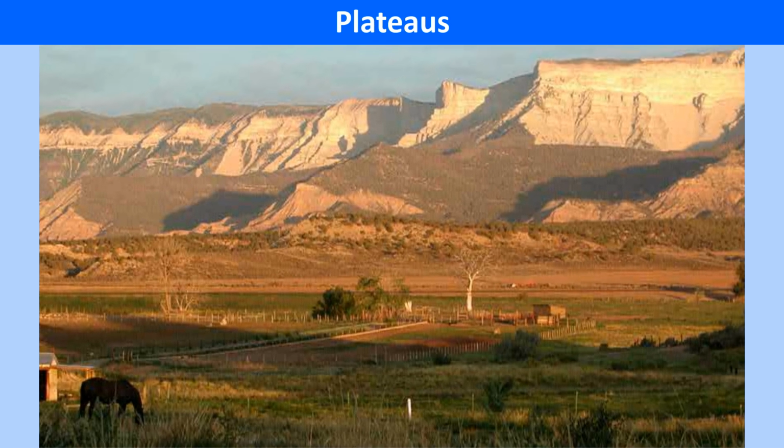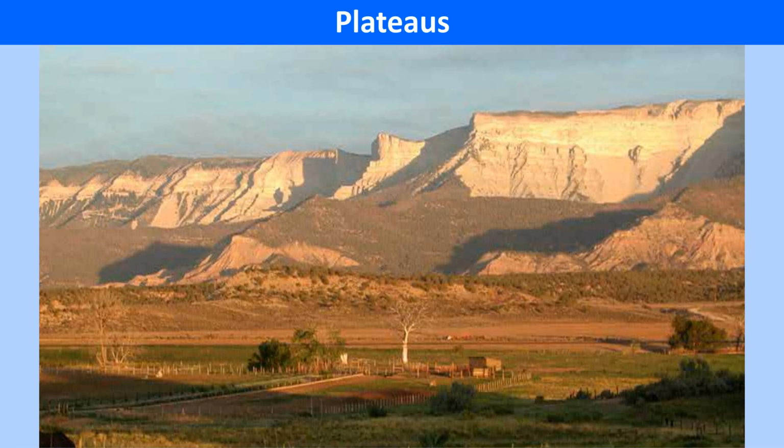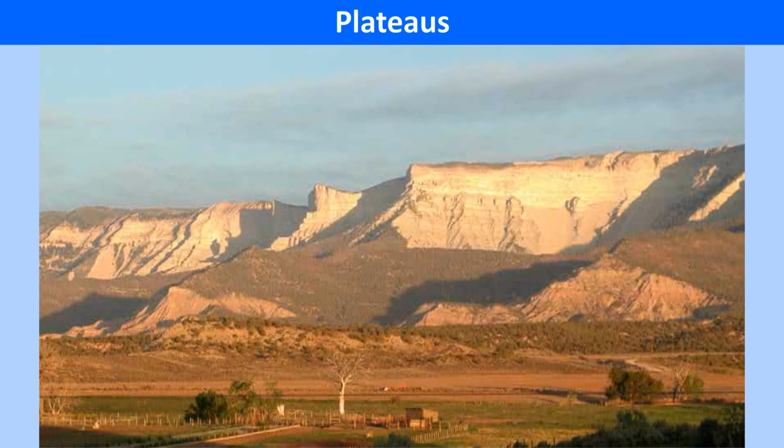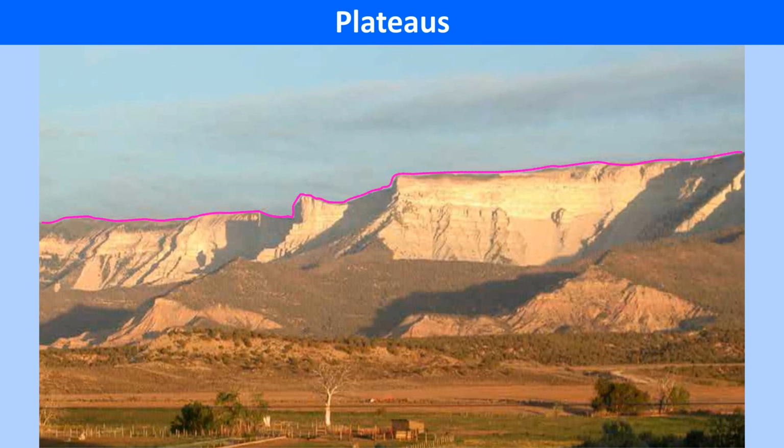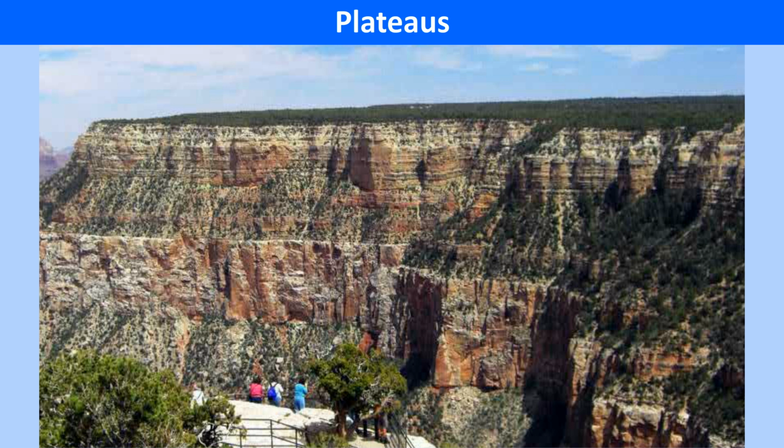Plateaus. The vast area of flat elevated land that is generally bounded by steep slopes is known as a plateau. Since plateaus are flat and without any relief, they are also called tablelands. Nearly 45% of the land surface is covered by plateaus. Some plateaus extend over thousands of kilometers.